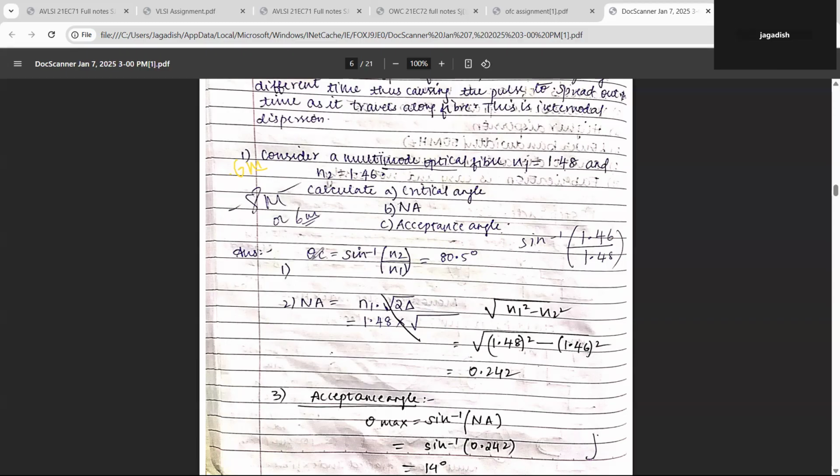So for critical angle, the formula is theta c is equal to sine inverse of n2 by n1. Remember, for every problem, you have to use this formula only. So theta c is sine inverse of n2 by n1. So sine inverse of n2 by n1, use your calculators.